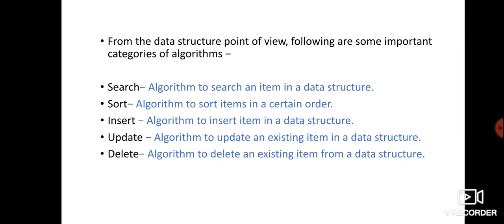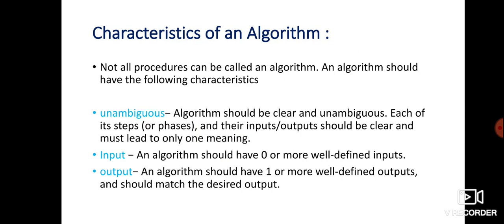From the data structure point of view, following are some important categories of algorithm. They are searching, sorting, insert, update, and deletion. Searching algorithm to search for an item in a data structure. Sorting algorithm to sort items in a certain order. Insert algorithm to insert items in a data structure. Update algorithm to update an existing item in a data structure. Delete algorithm to delete an existing item from a data structure.